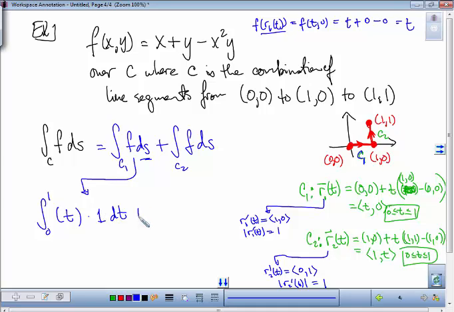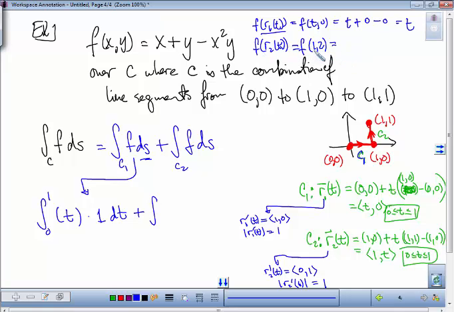And then the next one, we need f of r2 of t. R2 is 1, 2. What? You get it? So. Yeah, finally somebody laughs at my joke.